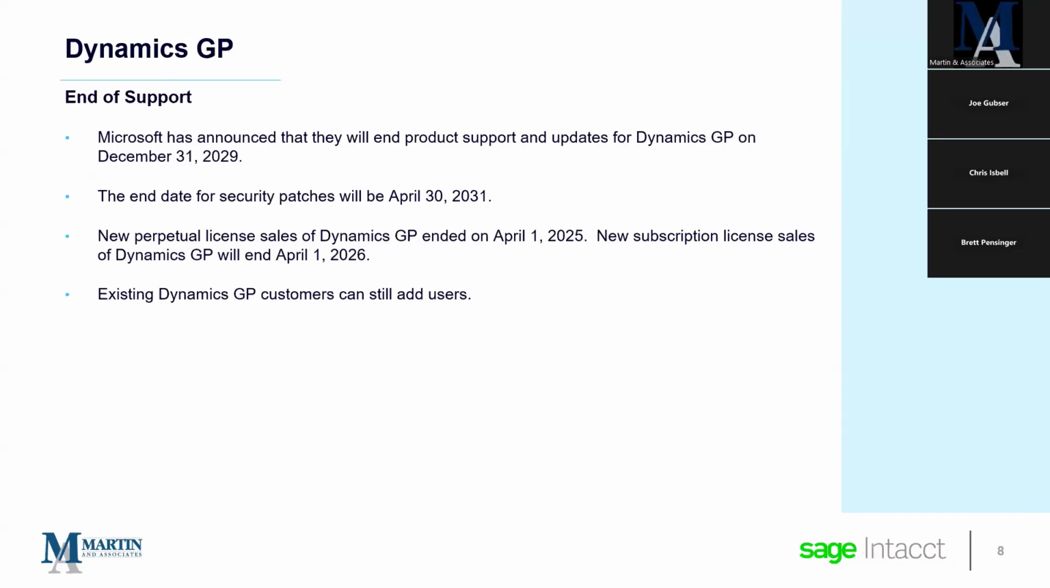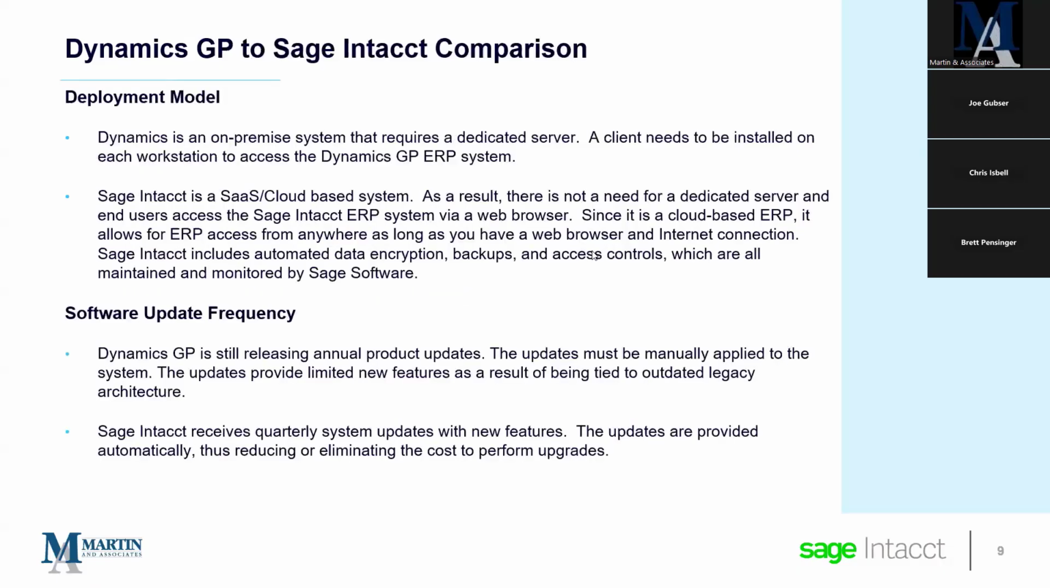There are no longer any new perpetual licenses of GP being sold. Those ended on April 1st of this year. New subscription licenses could be added all the way up until April 1st of 2026. However, existing Dynamics GP customers can still add users if they have the need to between now and the end of the product life. Some quick comparisons here between Intacct and Dynamics GP.